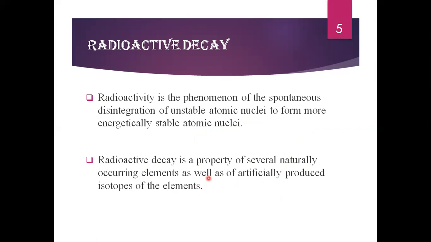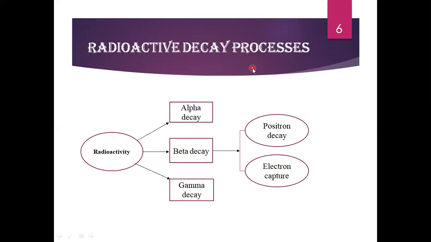An unstable nucleus will decompose spontaneously, or decay, into a more stable configuration, but will do so only in a few specific ways, by emitting certain particles or certain forms of electromagnetic energy or radiation. The radioactive decay process has three types. The first one is alpha decay. The second one is beta decay, which consists of positron decay and electron capture. And the third one is gamma decay. We will learn about them in the next slides.